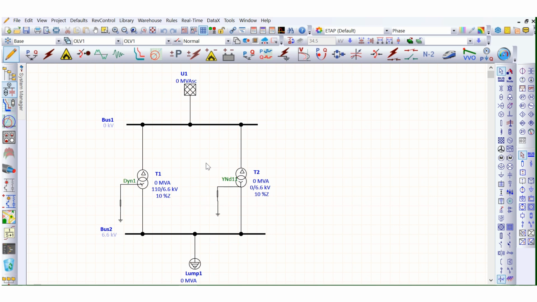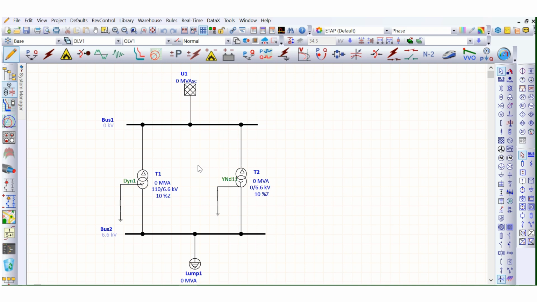But there are some disadvantages also. This will increase the short circuit level as well. This is the main disadvantage of paralleling the transformers.